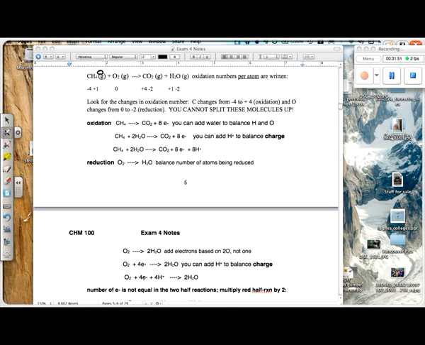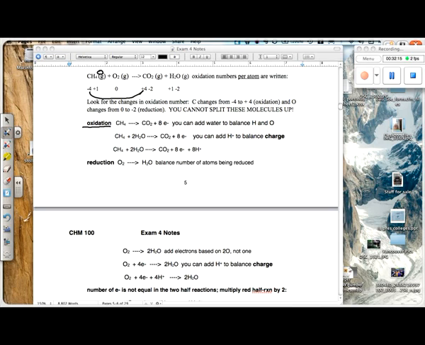So now we're going to look for those changes in oxidation number, so I know how to split it up into half reactions. Carbon is obviously changing, and it is going from a -4 to a +4. That is a big increase in oxidation numbers, getting more positive, so carbon is being oxidized.